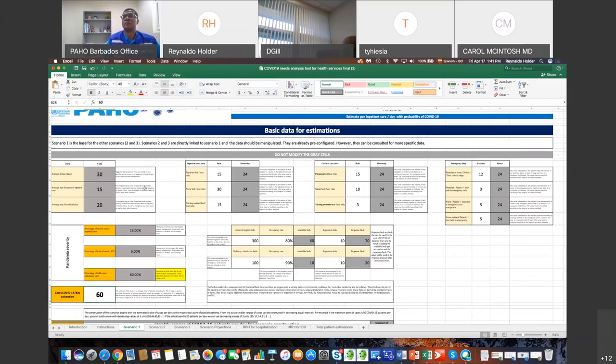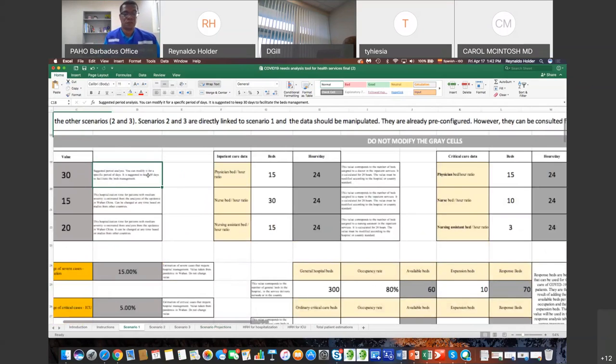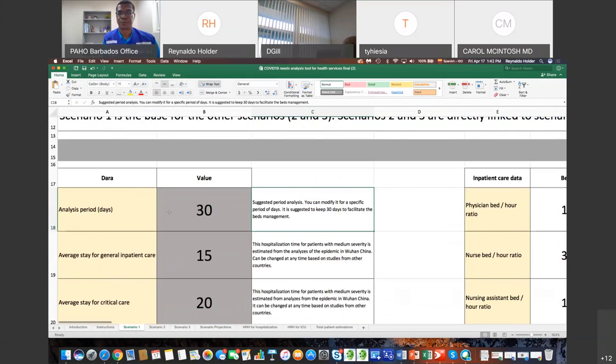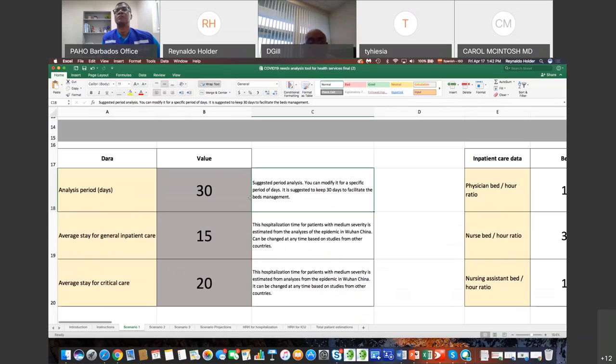Each one of these boxes has the explanation. The letters are very small, but once you have it on your computer, you can magnify and look at the definitions and what goes there. If I magnify this, for instance, in table number 1, it tells you the suggested analysis period, which is 30 days or a month. The average stay for general inpatient care was calculated as 15 days. These are patients with medium severity, based on the Wuhan, China example. And the average stay of critical care was 20 days. This is also short for intensive care requiring ventilator support.